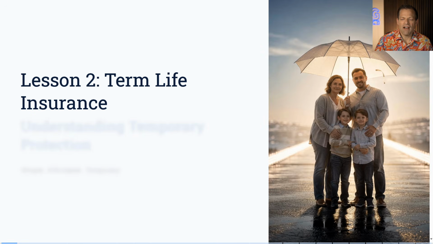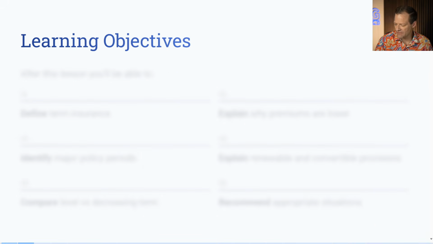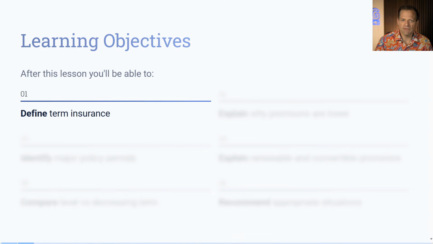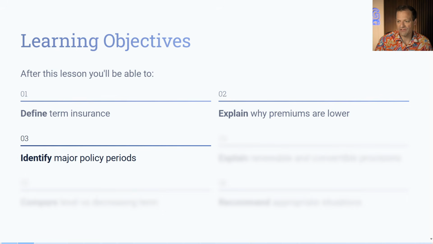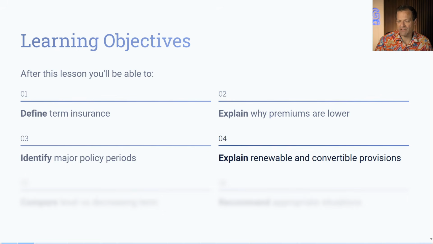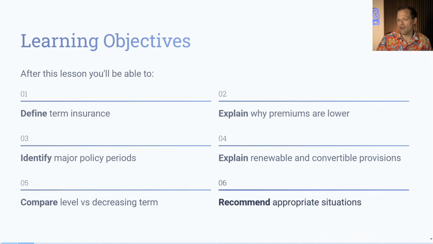In today's training, I'm going to be talking about term life insurance and understanding exactly how it works and understanding temporary protection, where bottom line, it's simple, affordable, yet temporary. So let us begin. Our learning objectives, of course, today include your ability to define term insurance, explain why the premiums are lower with term than other options, identify major policy periods that are common with term, explain renewable and convertible provisions, very important to understand, compare level with decreasing term, and recommend appropriate situations depending on what your client needs to accomplish.